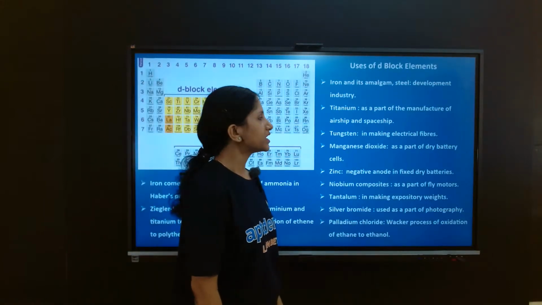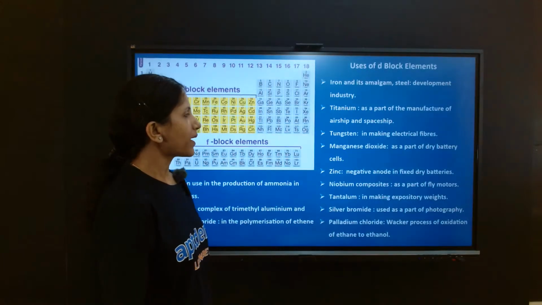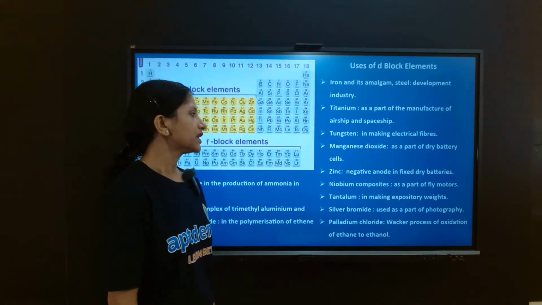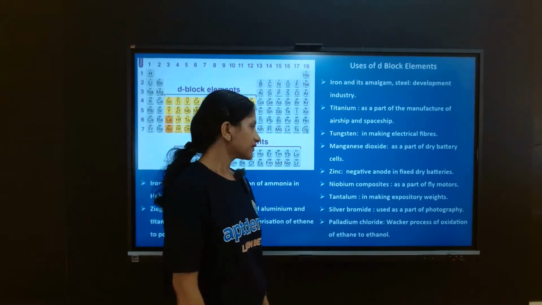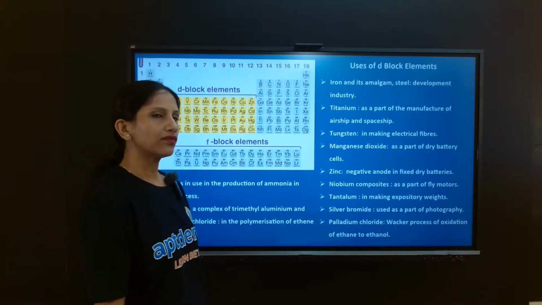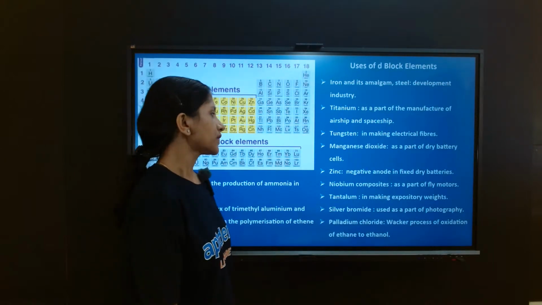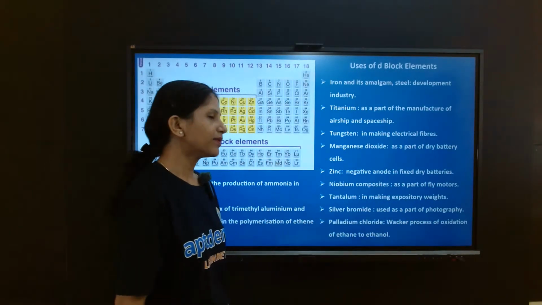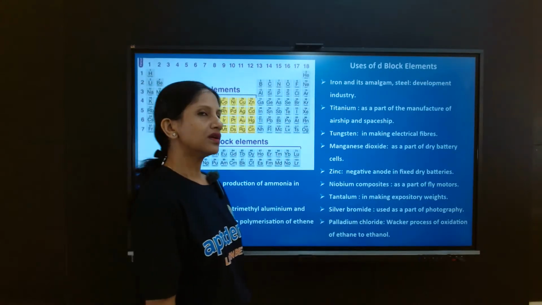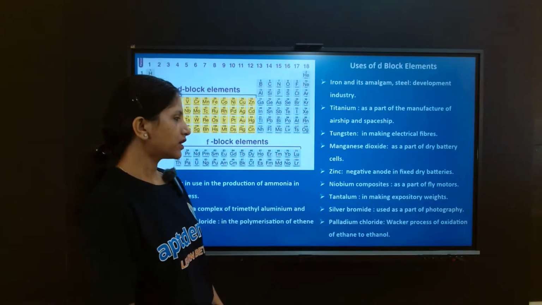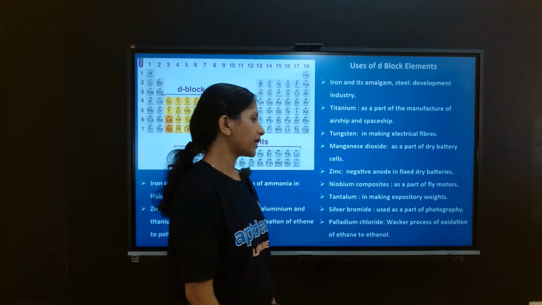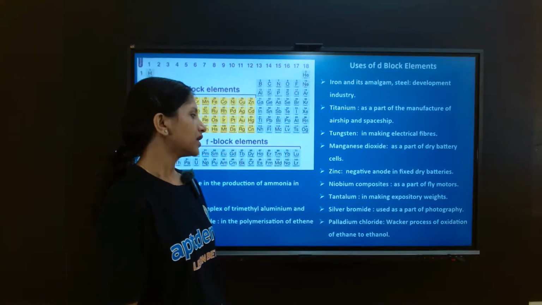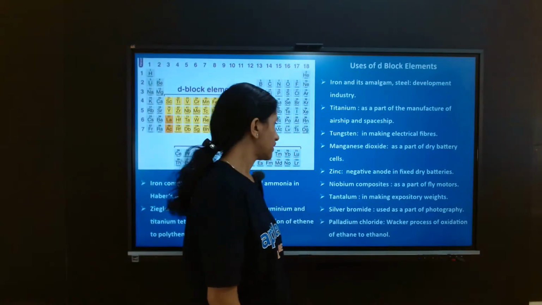Tungsten wires can be used in making electrical filaments, whereas manganese dioxide can be used as a part of dry battery cells. Zinc can be used as a negative anode in dry batteries. Niobium composites can be used as a part of flight motors. Tantalum comes in use in making explosive weights, whereas silver bromide, you all know about it, can be used as a part of photography. It's a very useful aspect of silver bromide that it is used in photography. Palladium chloride can be used in the Wacker process of oxidation of ethene to ethanal.